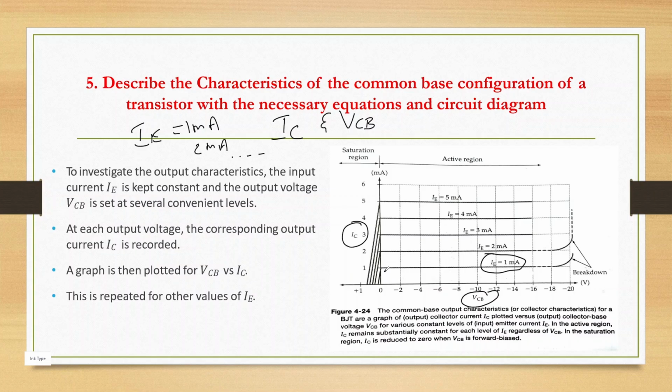Here also, by keeping IE constant and varying the collector base voltage VCB, we plot the curve, and here also you get the output resistance. Like this we draw the output characteristics. Here also the output resistance is the change in VCB by the change in IC at constant IE.